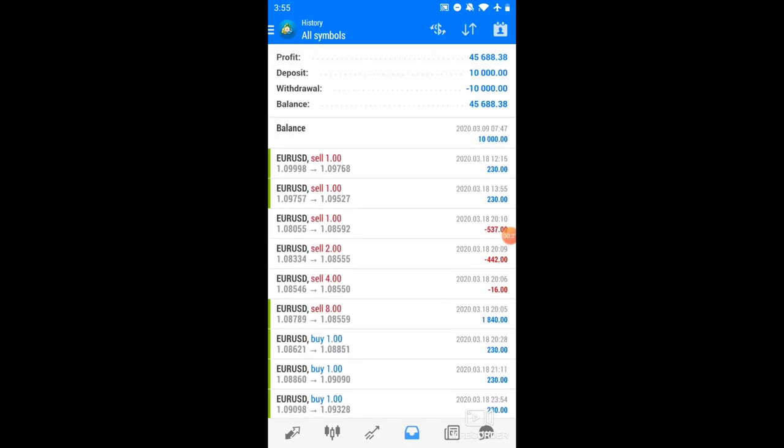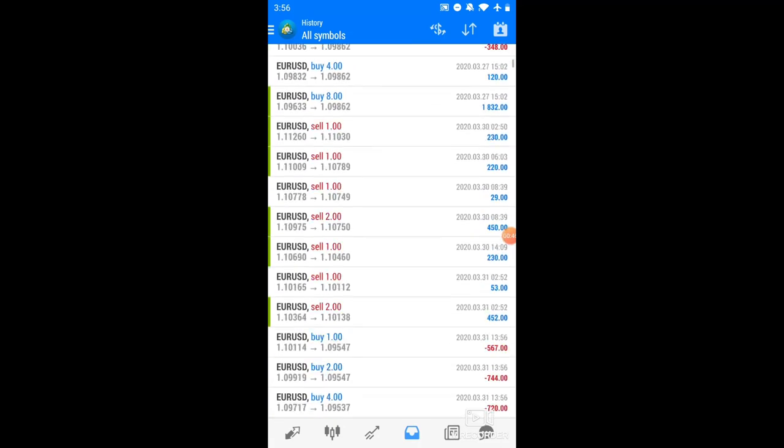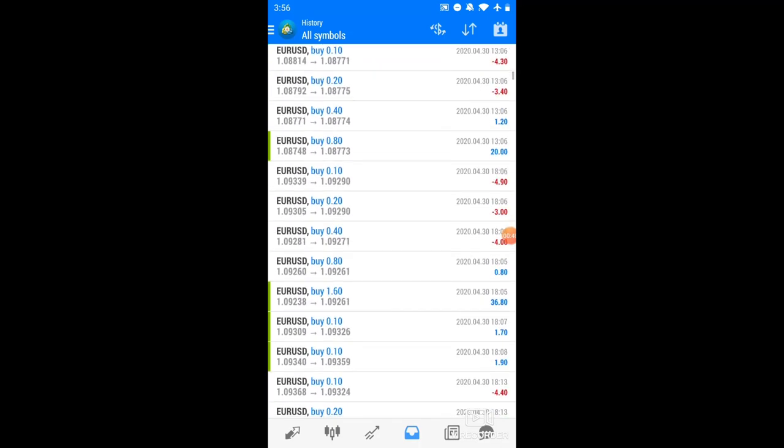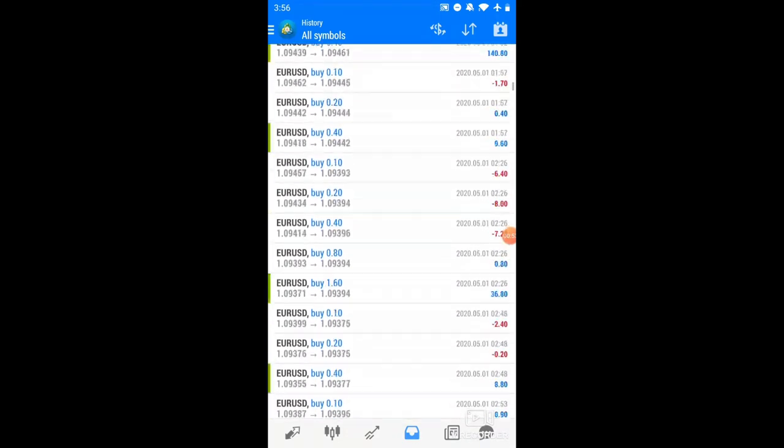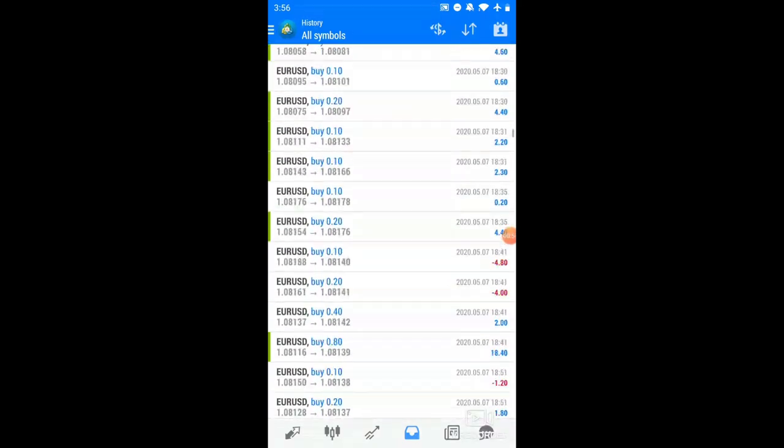This is about a 3 months old account, where you can see the 9th March 2020 is the account start date. The deposit is 10,000, profit is $45,688 and the withdrawal is 10,000. So these are the trades only on EURUSD. You can check each and every trade. Only one currency has been traded on this account, and this is all live.